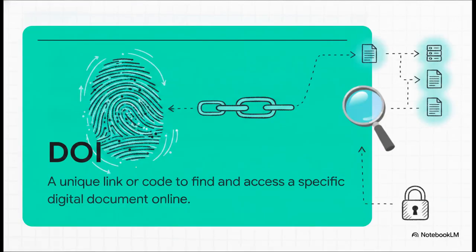Next up is the DOI, or Digital Object Identifier. While the ORCID is the fingerprint for you, the researcher, the DOI is the permanent digital fingerprint for the actual published document itself. It is a highly unique link or code that ensures no matter where a research paper moves around on the internet, that link is always going to help you find and access that specific document.